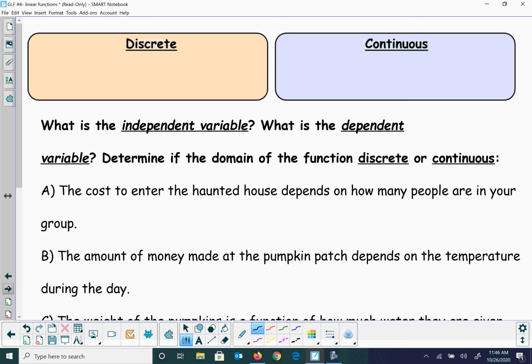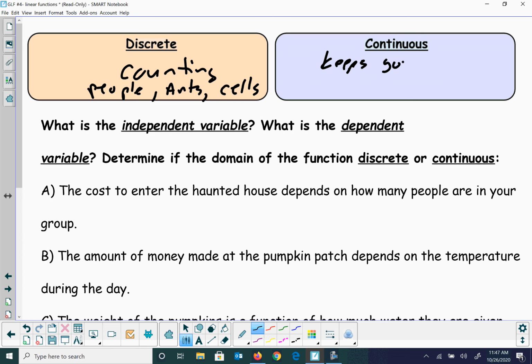Okay, so remember discrete. This is if we can count. So this would be like people, or ants, or cells, things like that. Continuous would be like it keeps going. So this would be like a temperature as a great example. So an independent variable would be the x value. A dependent would be the y value.